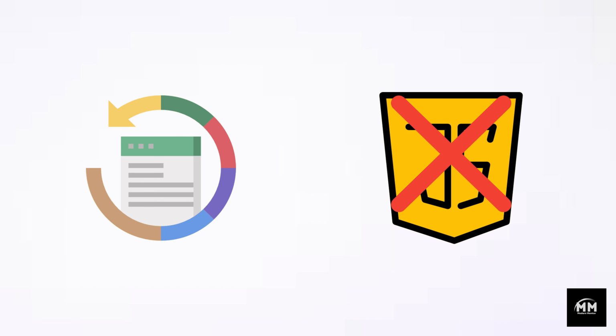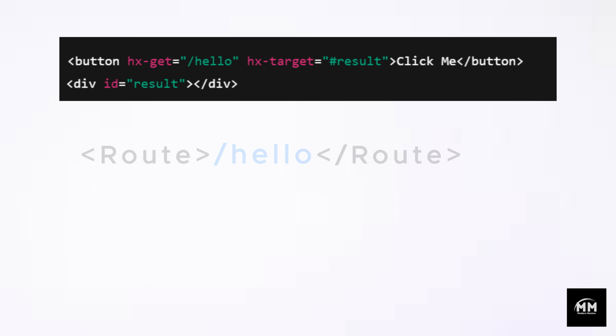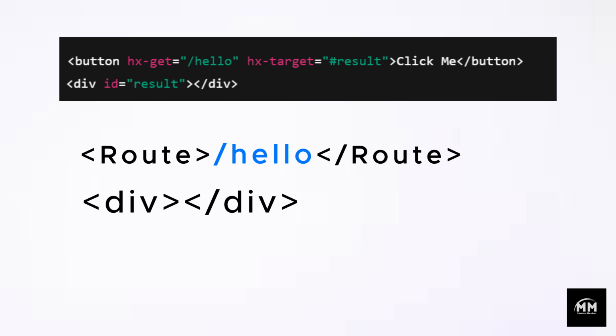So let's take a quick look at the syntax. You can see here this means when the button is clicked, HTMX sends a GET request to the hello route and the server's response will be inserted inside the div with ID result.